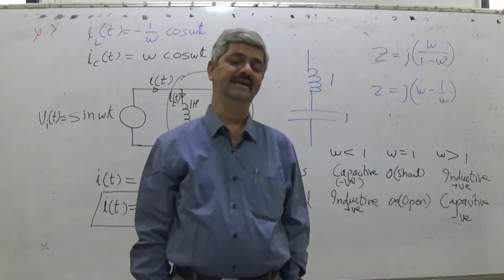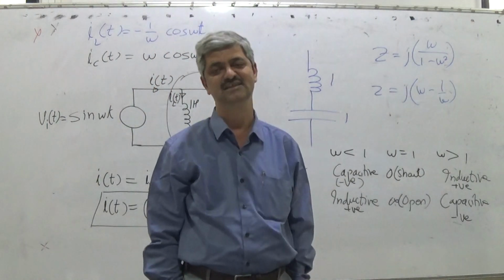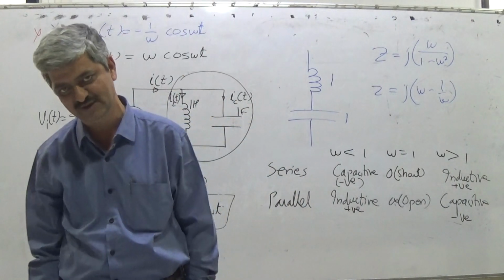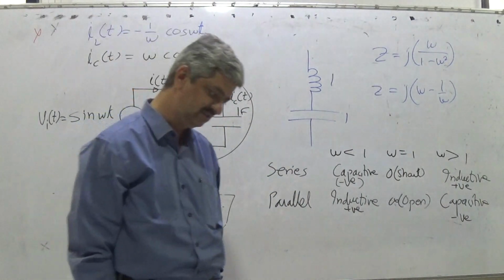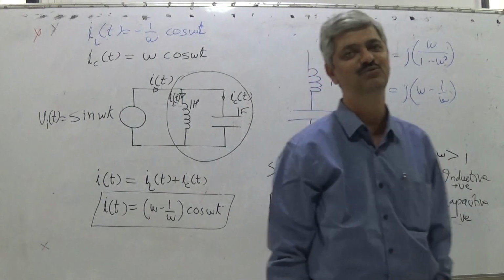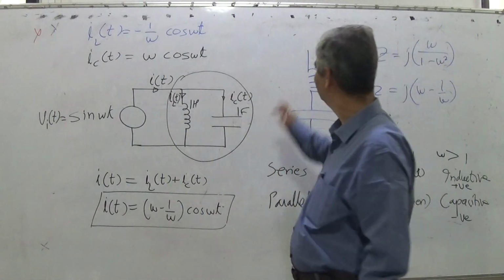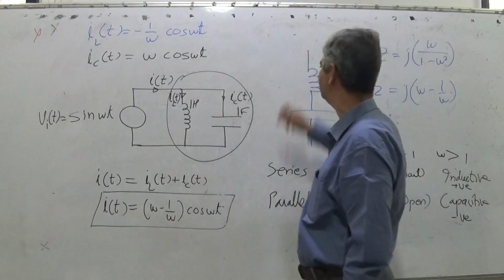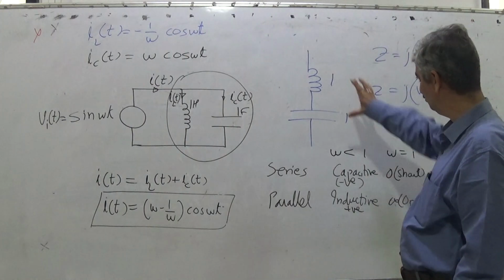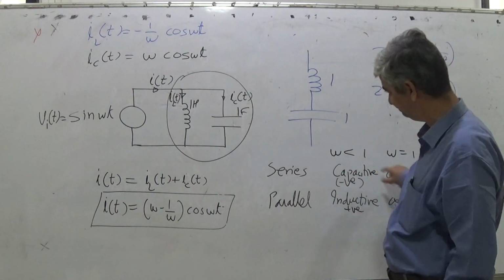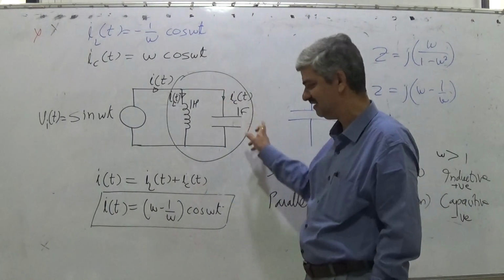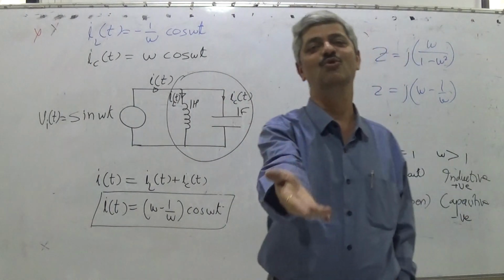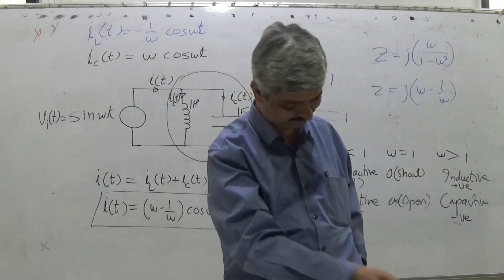So, the LC circuit behaves in an interesting manner, the series circuit behaves in a different manner, the parallel circuit behaves in a different manner, and if you add resistance, what will happen? Overall will not become short. If you add resistance in parallel, overall will not become open.